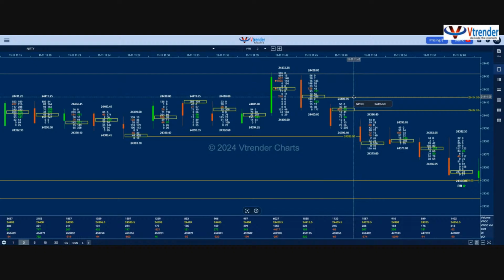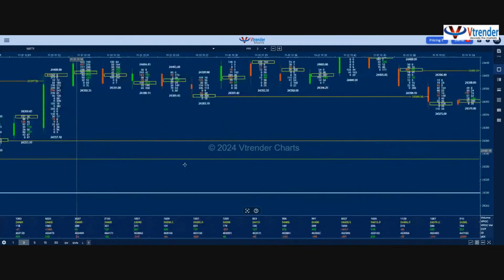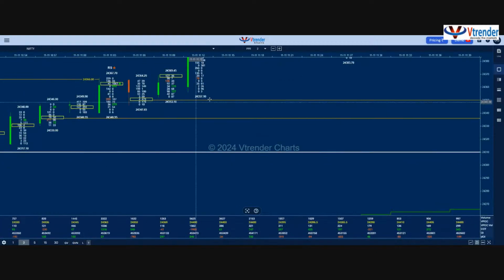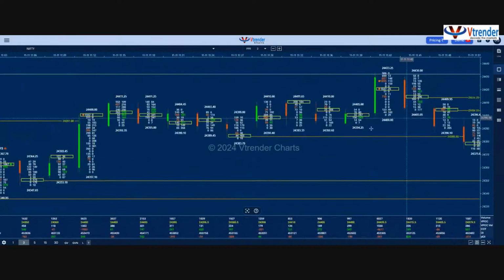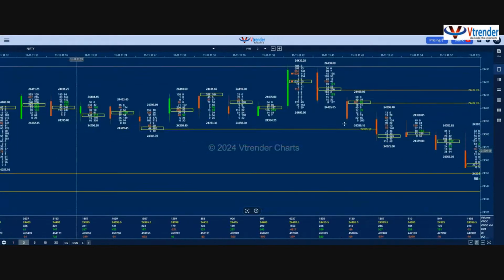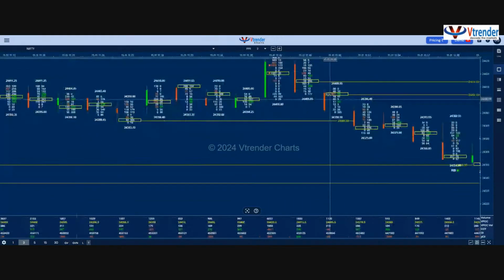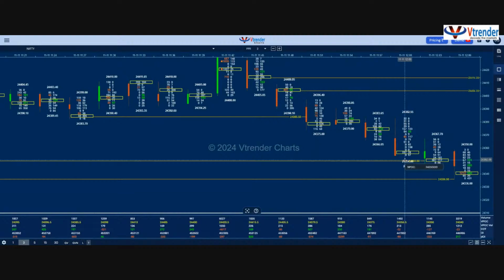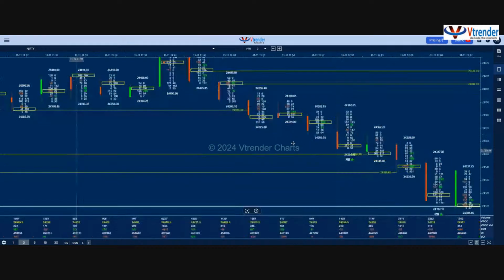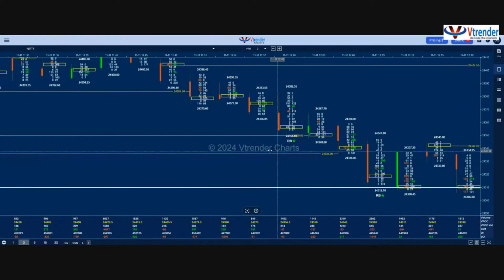NPOC lines are POC lines which have not been visited. When we were going up, you could see these NPOCs on the downside. When you are moving lower, you will see NPOC lines continuously being left on the upside. So when you see this, you know that the trend is on the downside and you need to be in sync with that particular direction.